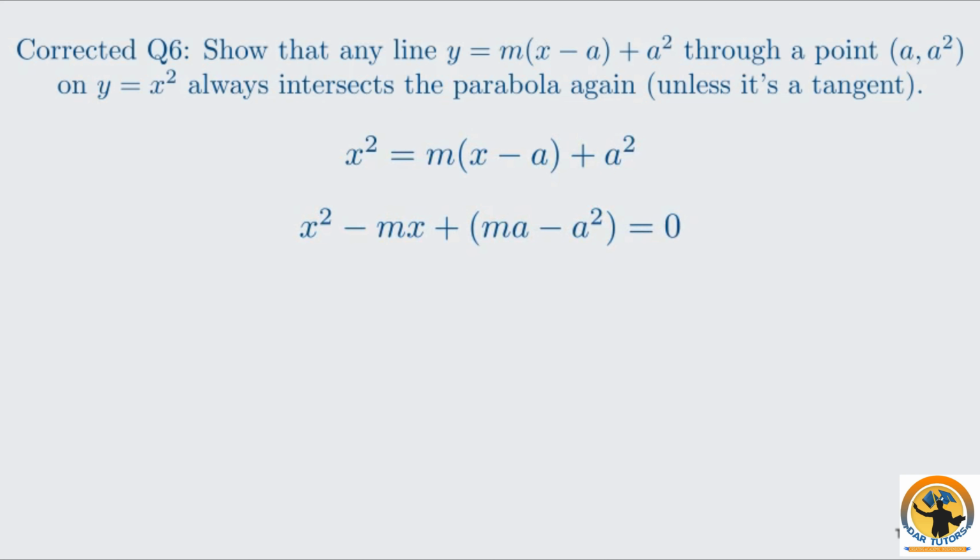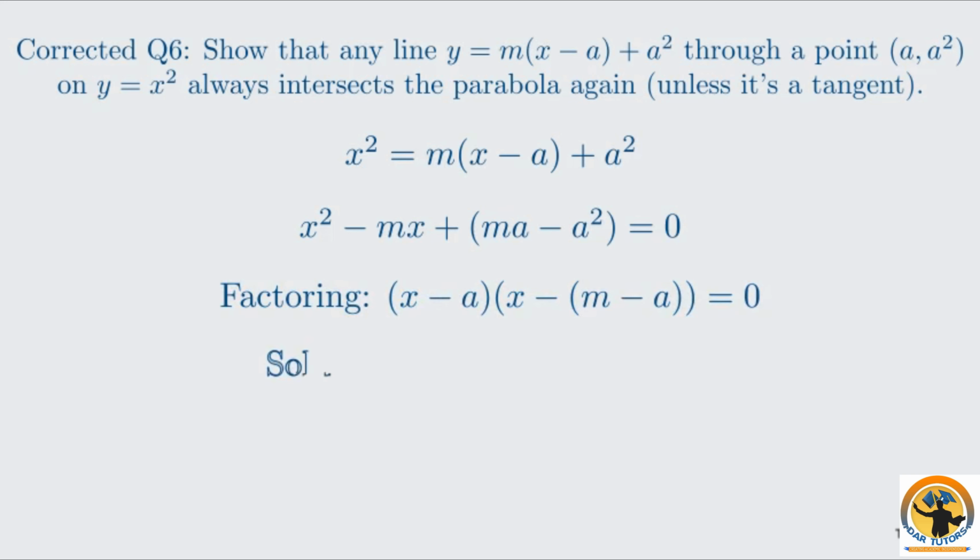This means x minus a is a factor of the quadratic. Dividing the quadratic by x minus a gives us the quantity x minus a times the quantity x minus the quantity m minus a equals 0. The solutions are x sub 1 equals a and x sub 2 equals m minus a. We see the line intersects at x sub 1 and x sub 2.